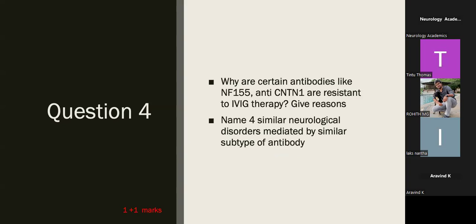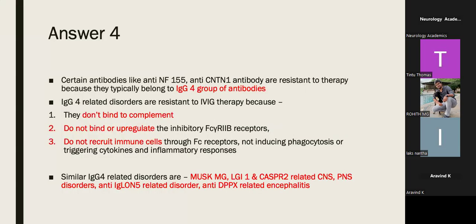Next question was, why are certain antibodies, neurofascin 155 and contactin 1, resistant to IVIG therapy, and name 4 similar disorders? That is because the antibodies neurofascin 155 and contactin 1 belong to the IgG4 subgroup of antibodies. And IgG4 typically doesn't bind to complement, doesn't bind or upregulate the inhibitory FcγRIIB receptors, and they do not recruit the immune cells.